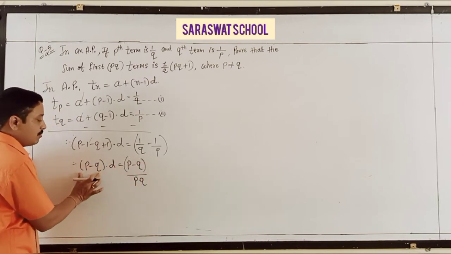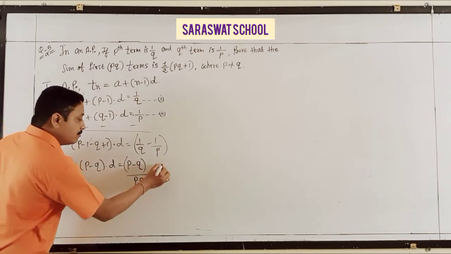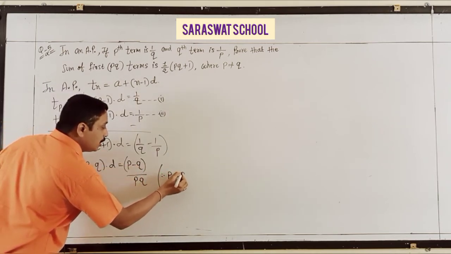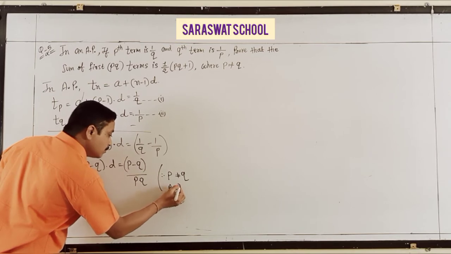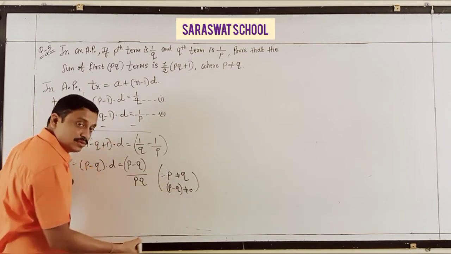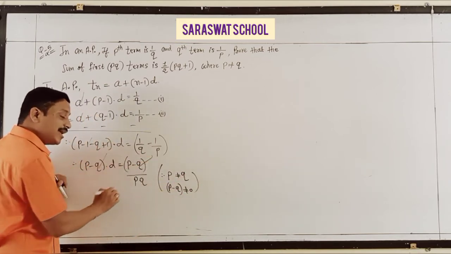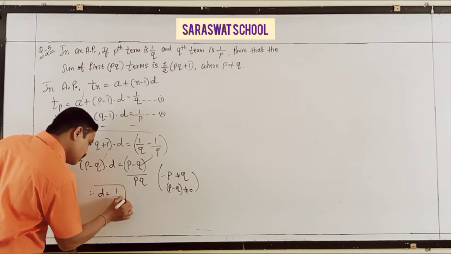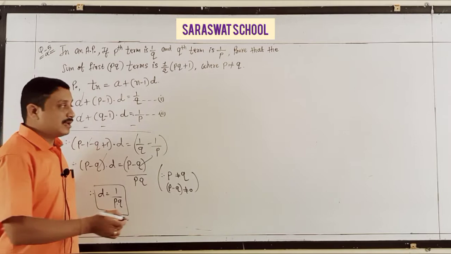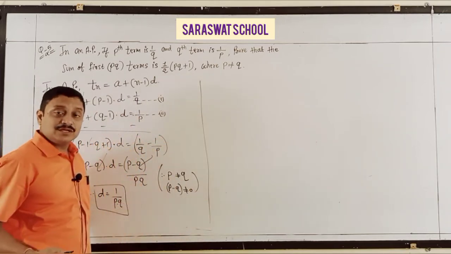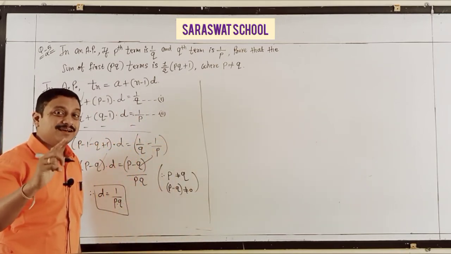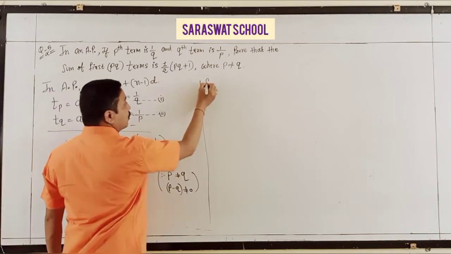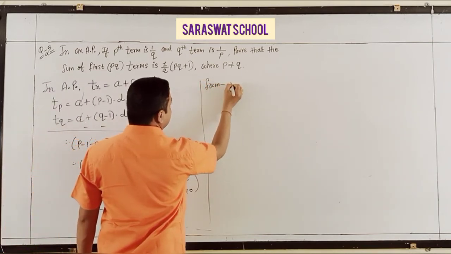So now P minus Q cutting, because P is never equal to Q, so P minus Q is never 0. It means that canceling only d is 1 by PQ. That's your first data done. But I also want a. So apply either the first equation or the second. So from 2, or from 1.